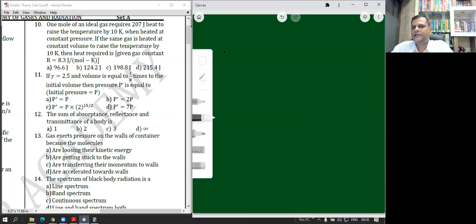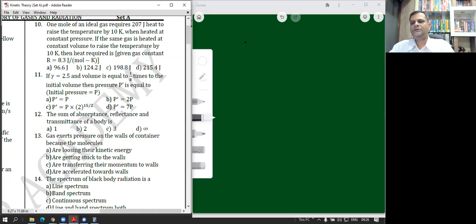One mole of an ideal gas requires 207 joules of heat to raise the temperature by 10 Kelvin when it is heated at constant pressure. Okay, so if it is heated at constant pressure, it takes 207 joules of heat to raise the temperature by 10 Kelvin. If the same gas is heated at constant volume to raise the temperature by 10 Kelvin, then the heat required will be. Yes, it's a very simple question again.